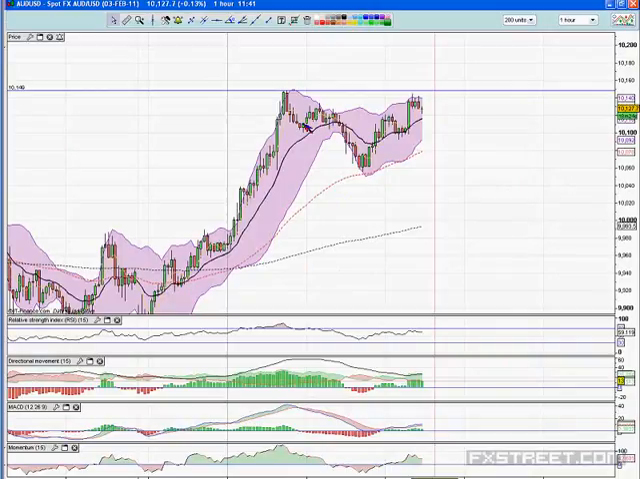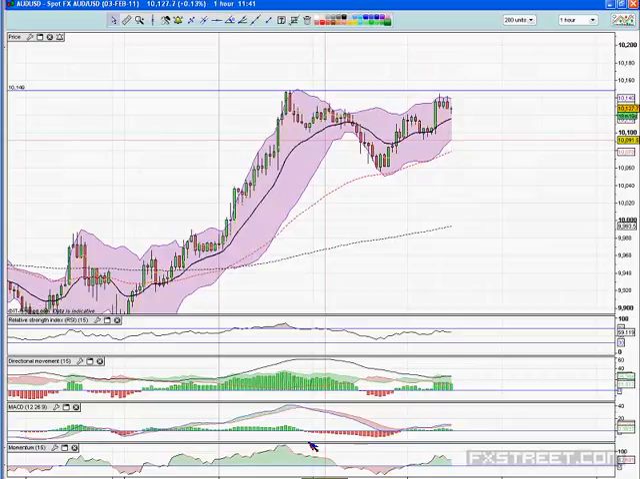You've got a double top here with divergence. Okay, we've got divergence, divergence, divergence on all indicators.